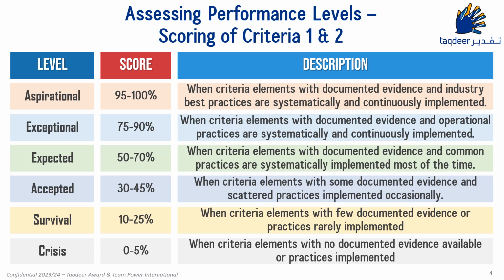Aspirational level performance is typically assigned when assessors find criteria elements with documented evidence and industry best practices are systematically and continuously implemented. In such cases, the assessment team usually selects a score level as 95% or 100%.